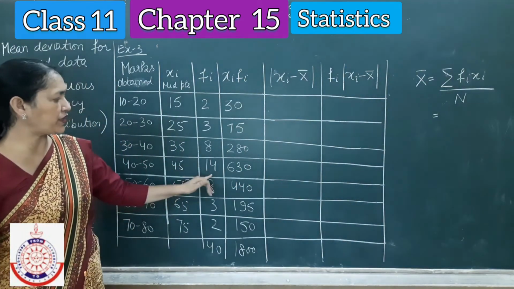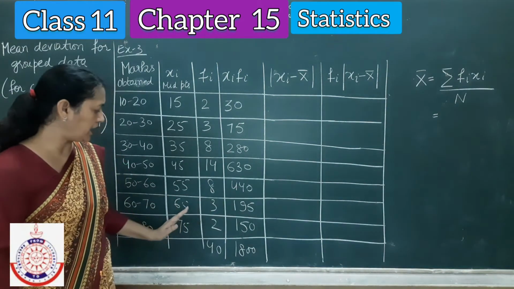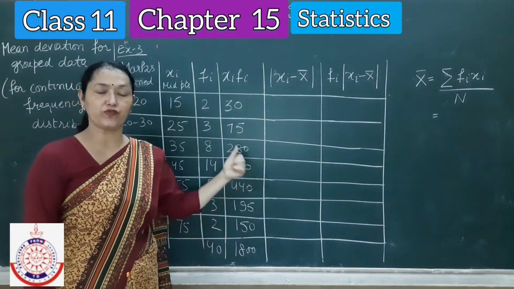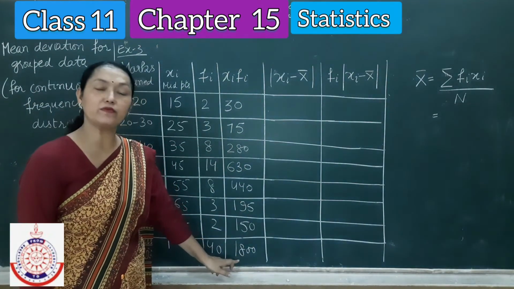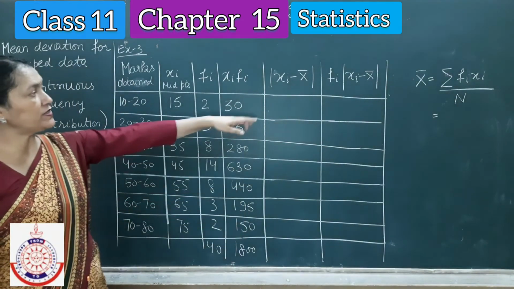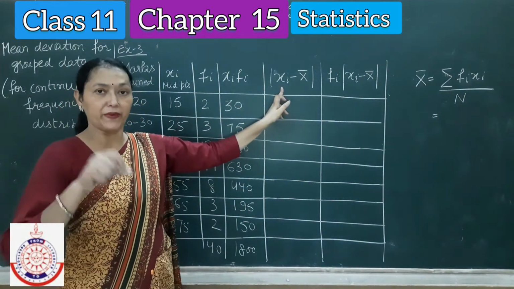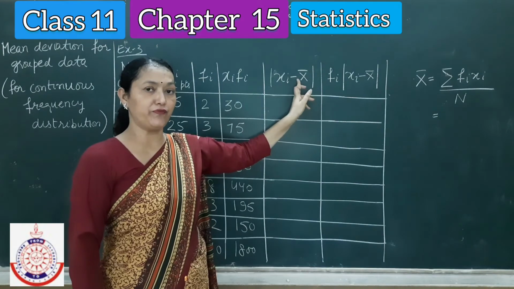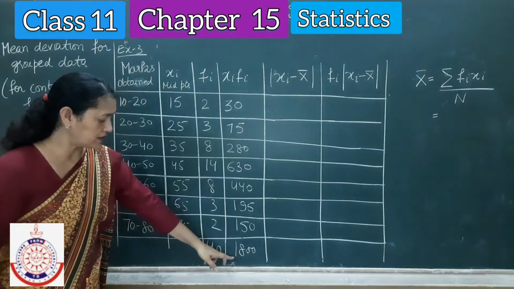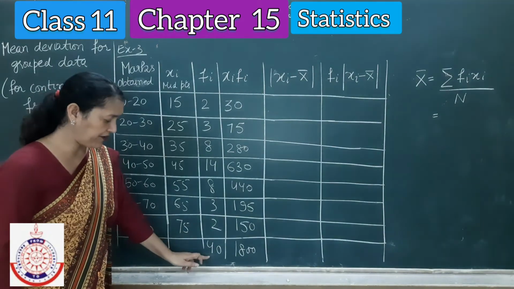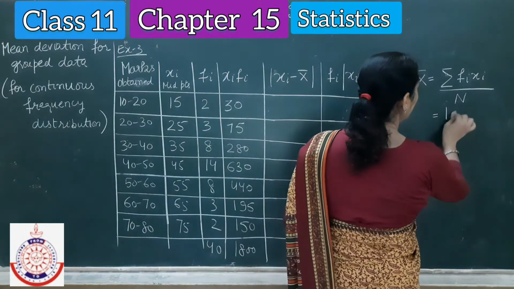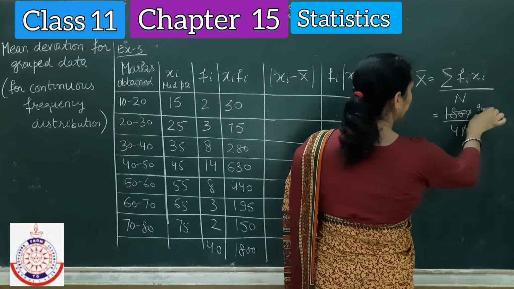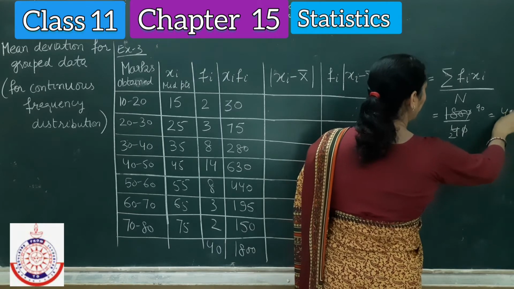35 into 8 is 280, 45 into 14 is 630, 55 into 8 is 440, 65 into 3, then 75 into 2. So we have multiplied all the values of x and fi, and its sum comes out to be 1800. Before we jump to the next step, that from each observation we have to subtract mean, we need to calculate the value of mean, and mean is sum of fi xi divided by sum of fi. So that means 1800 divided by 40. It comes out to be 45.